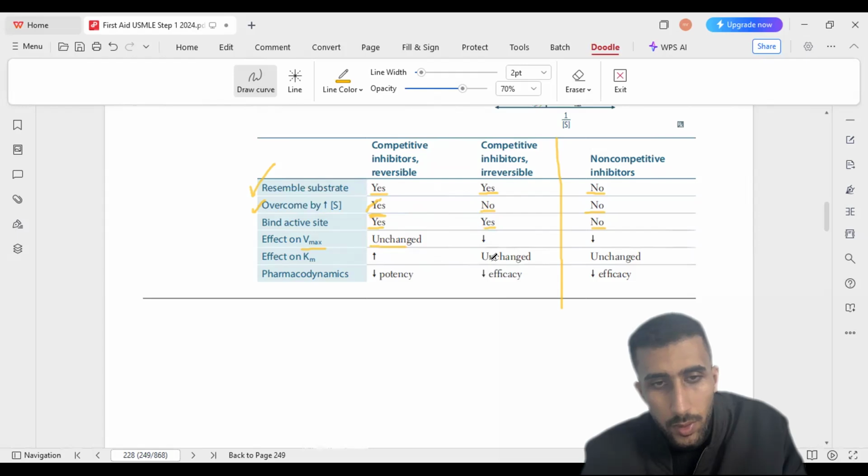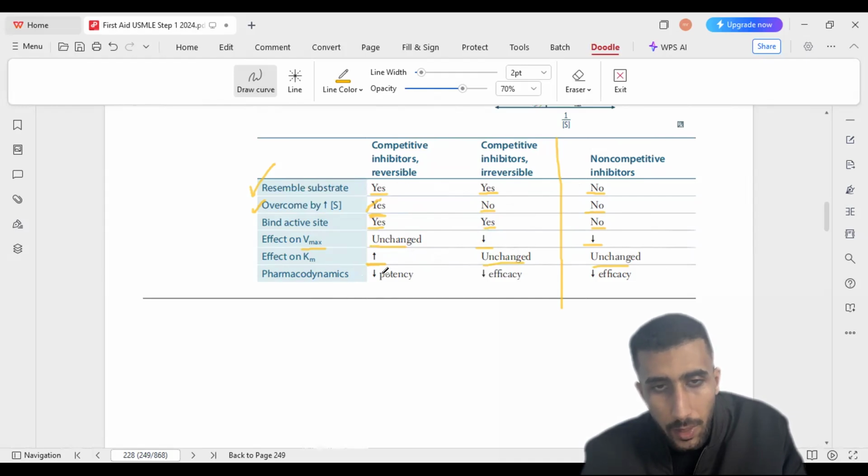But for the non-competitive inhibitor and the irreversible competitive inhibitor, the Vmax is going to be decreased. Effect on the Km, on the other hand: there will be no change for the irreversible competitive inhibitor and the non-competitive inhibitor. But for the reversible competitive inhibitor, the Km is going to be increased, as we have just said. That means more substrate is needed.